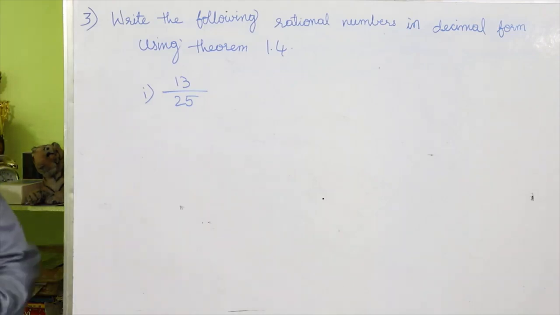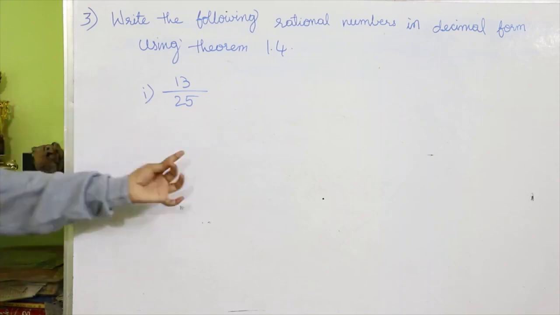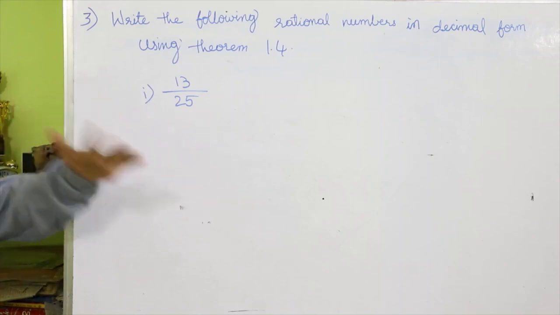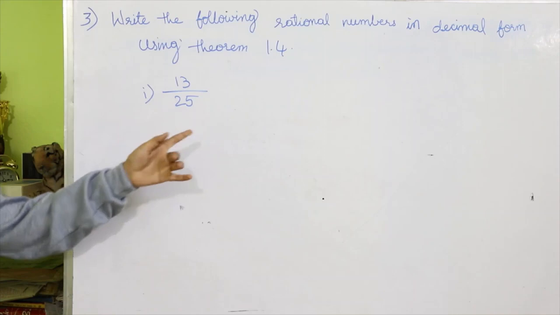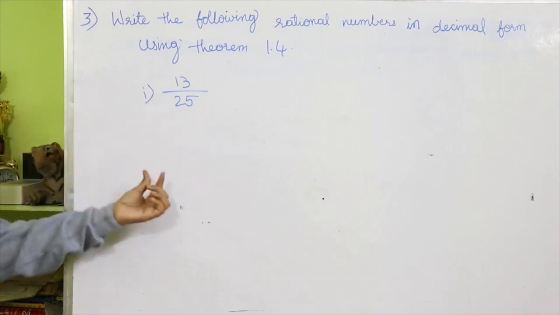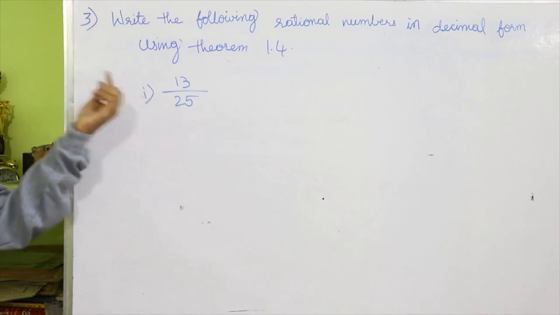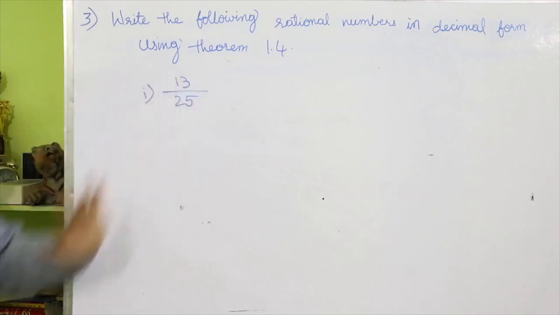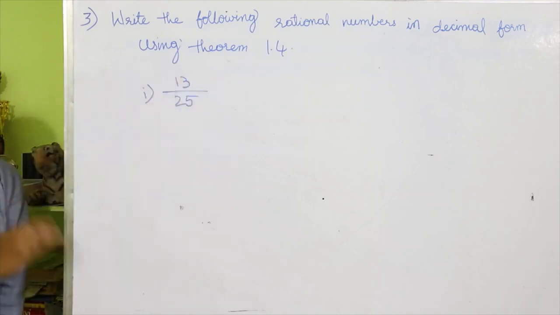Hey guys, let's start with the third one. Over here in exercise 1.3, write the following rational numbers in decimal form using theorem 1.4. Using this theorem 1.4, we must write the given rational numbers. So here, they are given a few rational numbers like 13 by 25 or 15 by 16. Now these all are rational numbers, and we must convert these rational numbers into decimal form by using theorem 1.4.